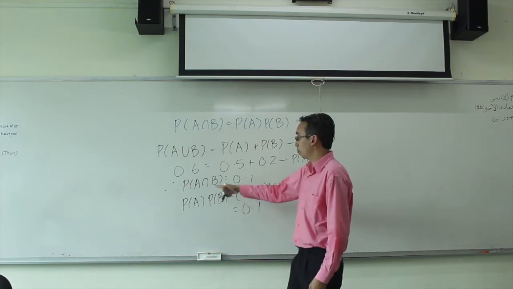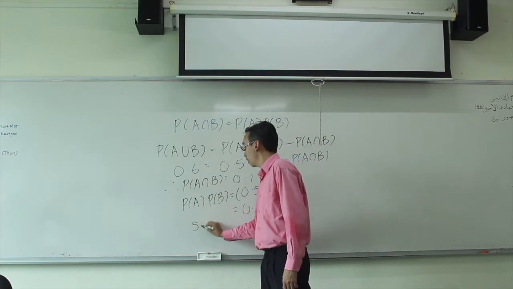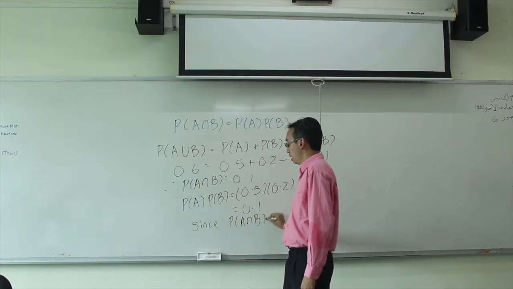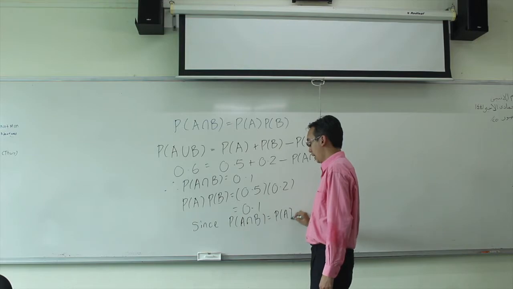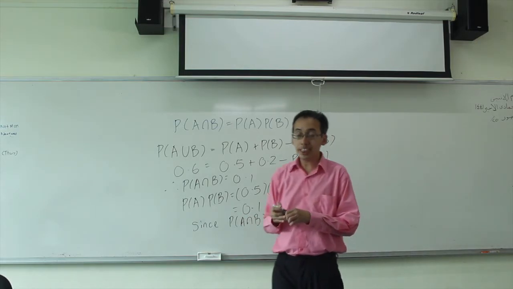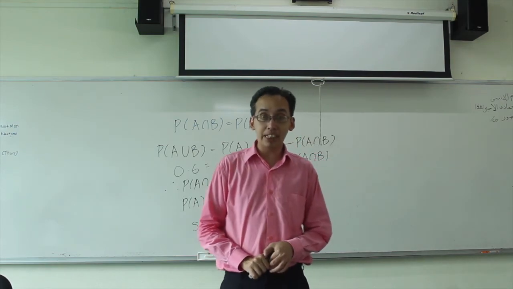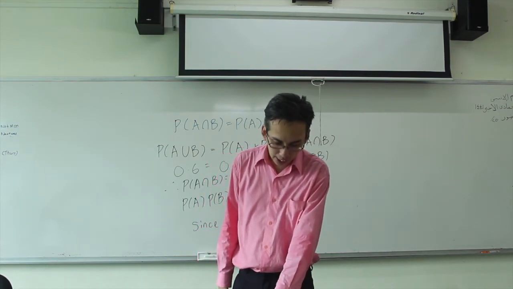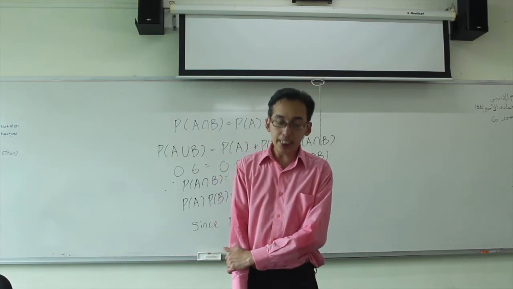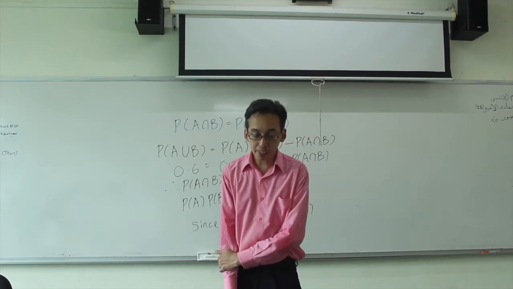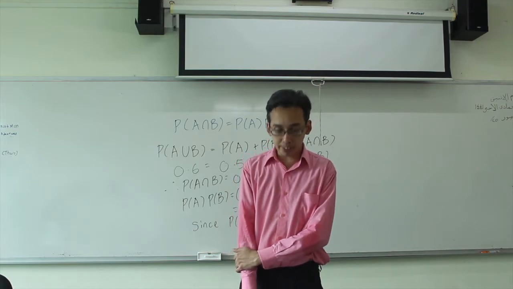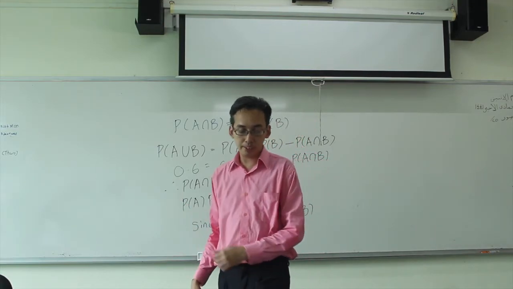So since probability of A intersect B is equal to probability of A times probability of B, we can say that A and B are independent events. As you can see, probability of A intersect B is equal to probability of A times probability of B, so A and B are independent. I leave you to read worked example 17.10 first, while I erase the board.